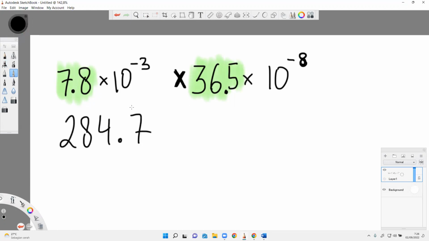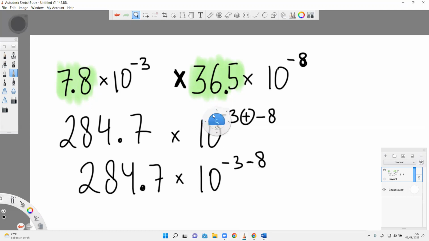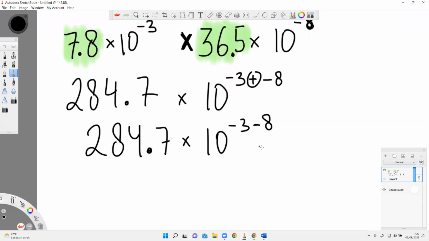284.7. That's it. And then times 10 power. If you multiply, you add the power. You have to be consistent for that part because we are dealing with the signs right now. Negative 3 plus negative 8. Got it? Yes. Negative 3 plus negative becomes negative. Do it slowly. I am doing it slowly right now. But if you wish to skip the step, no problem. Negative 11 is the answer. So when we deal with negative numbers, you have to be very detailed. Yeah, be careful. So negative 11, right? Yes. Negative 3, and then another negative 8, negative 11.